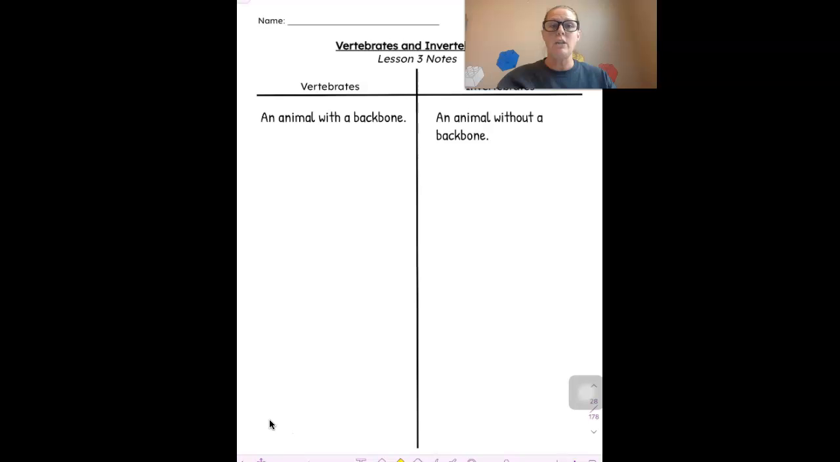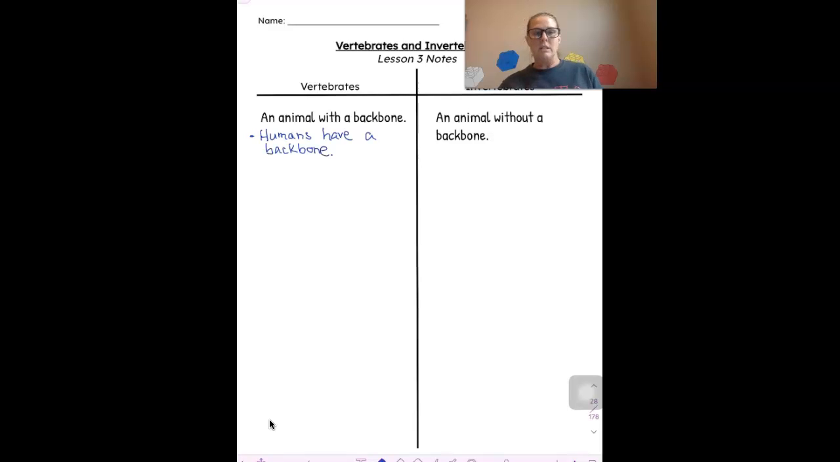On your note sheet, you should already see that an animal with a backbone is a vertebrate. An animal without a backbone is an invertebrate. We learned on the last page, and we could add it here, that humans have a backbone. I'm going to put a little bullet there so that I know this is a new note. Humans have a backbone.